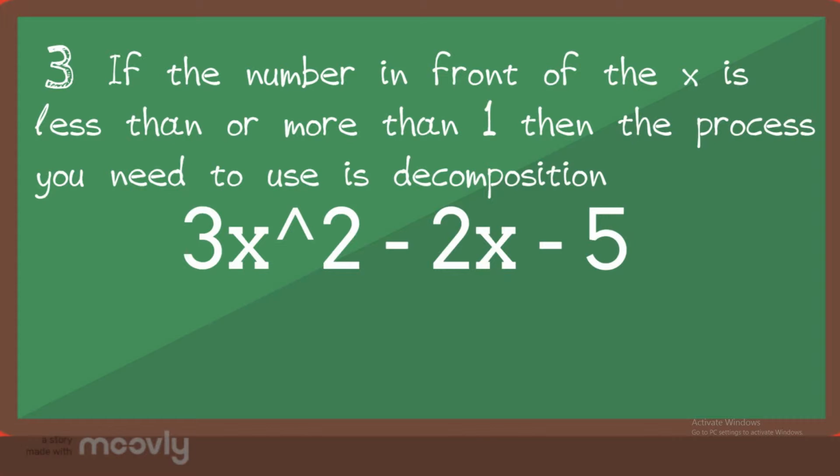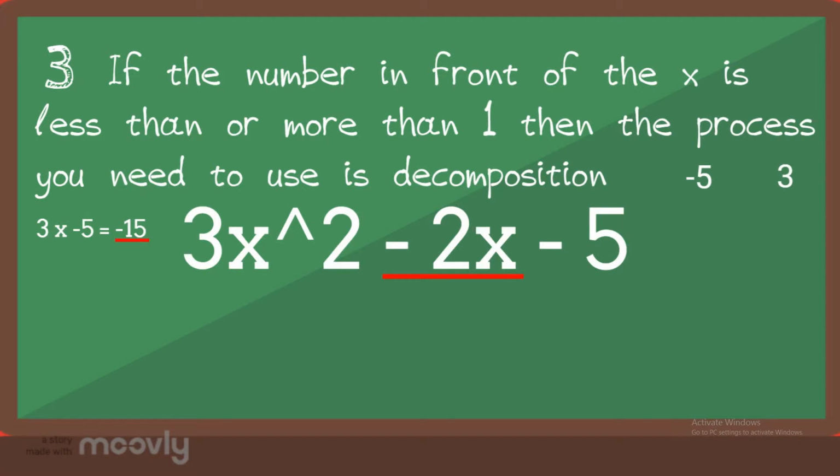In this expression, we need to find 2 numbers that multiply to make the number in front of x multiplied by the number on the end. So that would be 3 times minus 5 equals minus 15. Then those 2 numbers also need to add together to make the number in the middle, which has the x after it, which is minus 2. Because 3 plus minus 5 is minus 2.